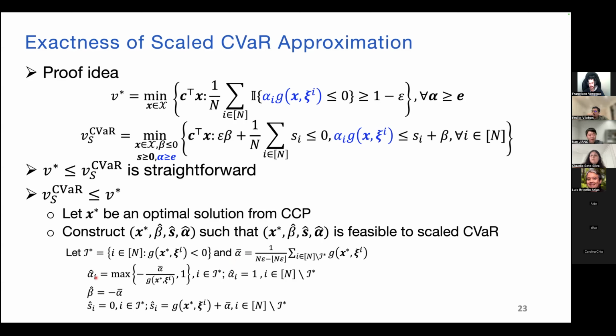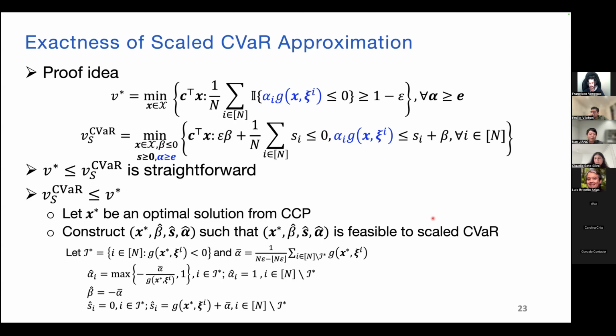And then we are going to scale each alpha. If it's satisfied, we scale its corresponding alpha. If it's not satisfied, we set alpha to be 1. Based on this construction, we can show that this is a feasible solution to the corresponding scaled CVaR approximation. This is a very simple proof based on our observation. And this tells us it's possible to do the scaling in the CVaR approximation to recover the true optimal solution of the original chance constraint programs.